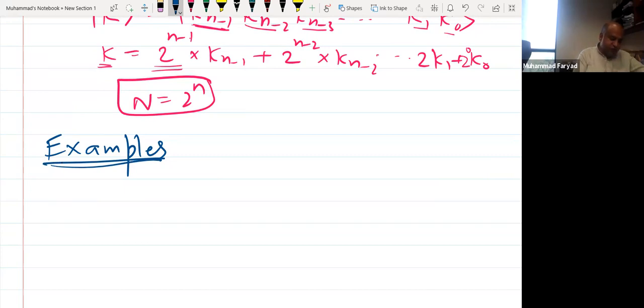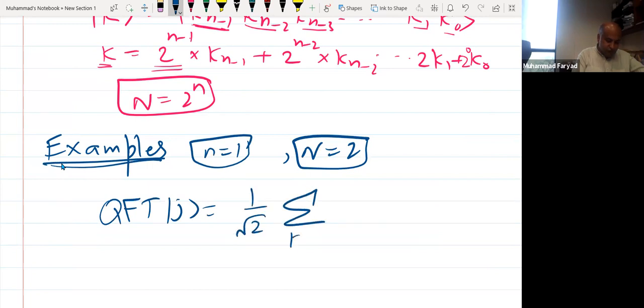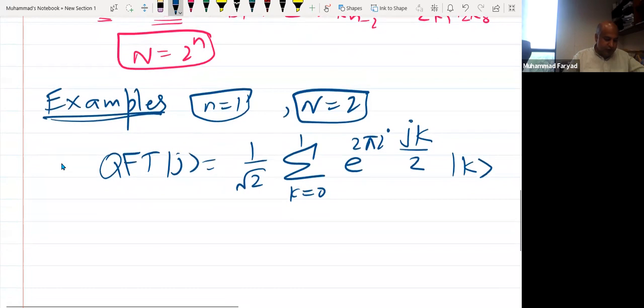So let's say we have only one qubit. That small n is 1, which means that capital N is 2. So my definition QFT of j is now 1 over square root 2, sum over k from 0 to 1, because it was n minus 1, exponential 2 pi iota j k over 2, ket k. And since in this case j can be 0 or 1, k can be 0 or 1, so everything is very simple.